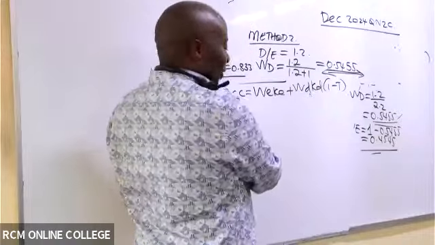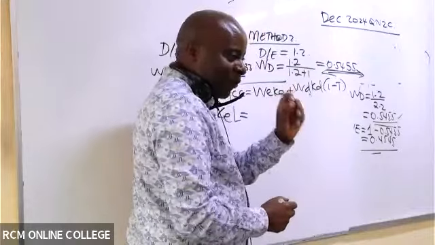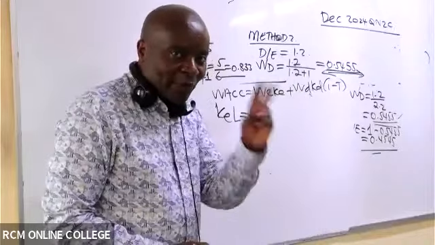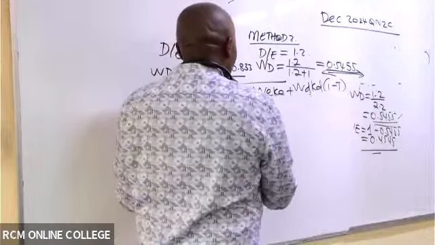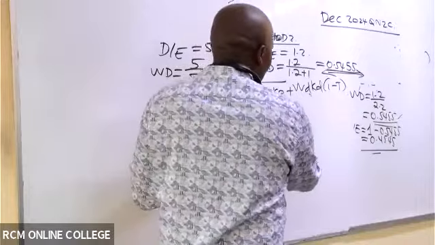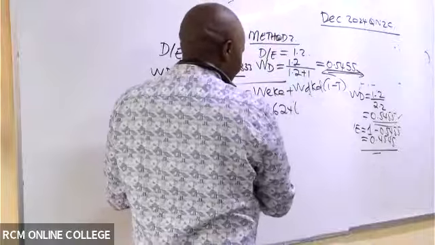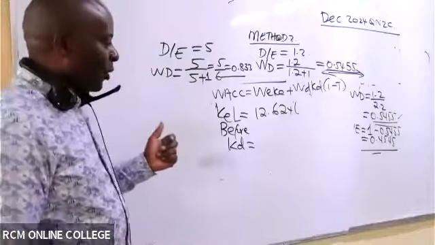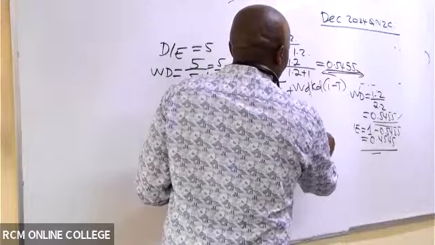The cost of equity of a levered firm, which of course will be the one before reconstruction, because the WACC you are getting is before reconstruction. So the cost of equity before is 12.624%, isn't it? And then KD is always the same. KD doesn't change. Remember, this is cost of debt. It will remain the same.